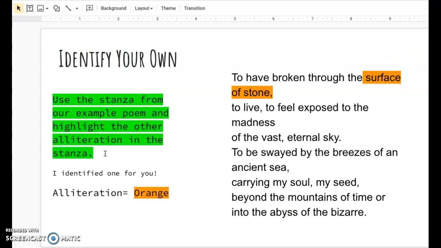So in this one, you have to go and identify your own alliteration. There should be a couple of different places that you could find one. But I started with surface of stone, so that repetition of that S sound.